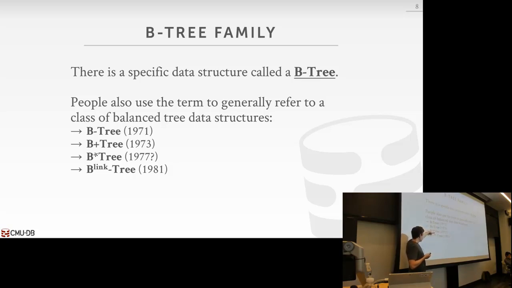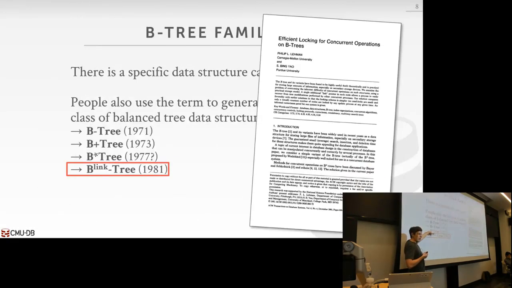And then the B-link tree came out in 1981, and this was invented here at CMU. This is the paper that describes it. It was written by Phil Lehman, who still works here. He's in the dean's office, so if you love this lecture, you can go talk to him. Every time I see him, I say we discussed the B-link tree in my class, and he says, oh, that paper, right? So 40 years later, it's still around.